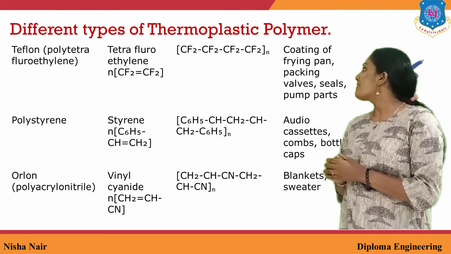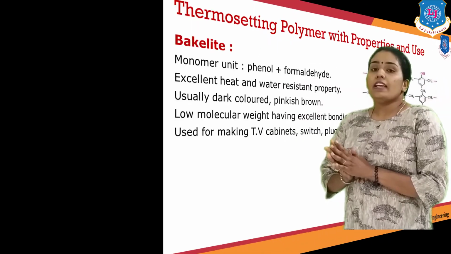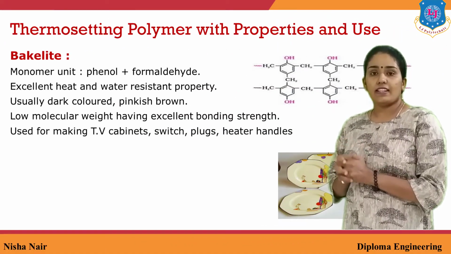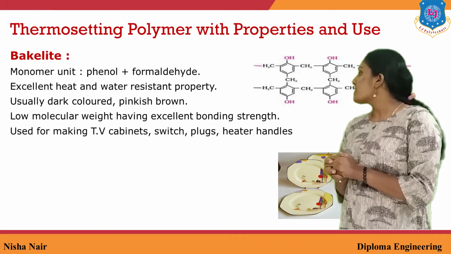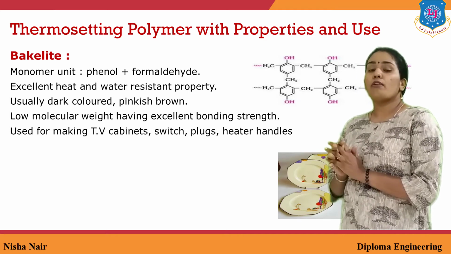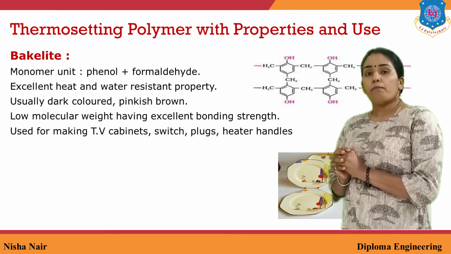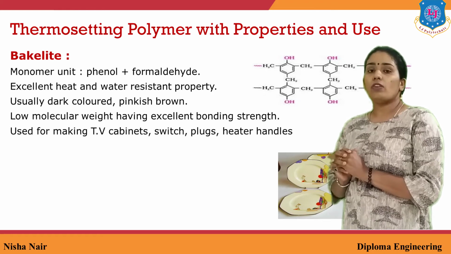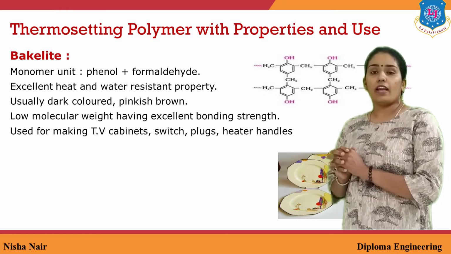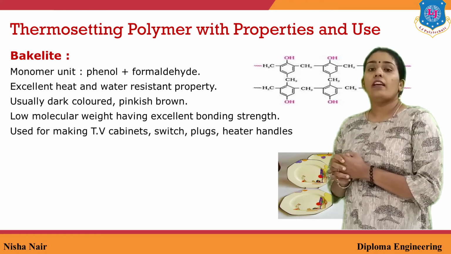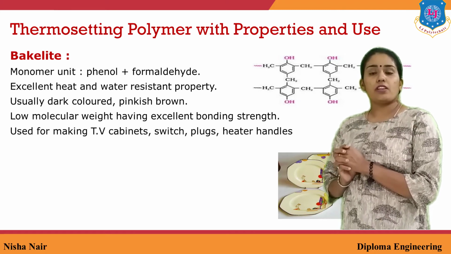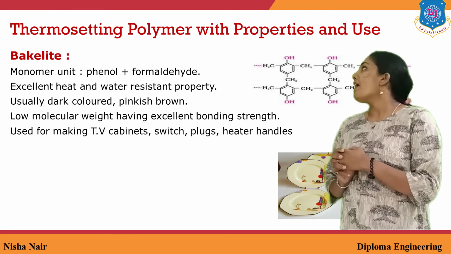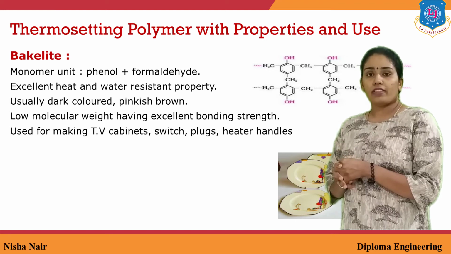polyacrylonitrile. Now next is thermosetting polymers. In thermosetting polymers we have seen condensation polymerization. So the example for thermosetting polymer is bakelite, and it is prepared from two monomer units called phenol and formaldehyde. When phenol and formaldehyde molecules combine together, a small molecule is liberated, so it comes under condensation polymerization, and bakelite is an example for that.